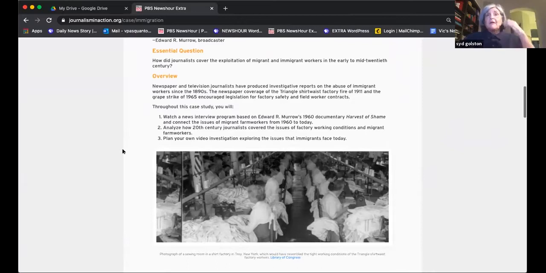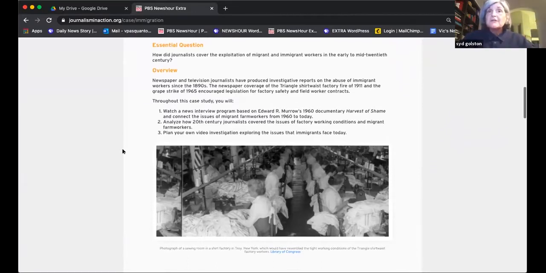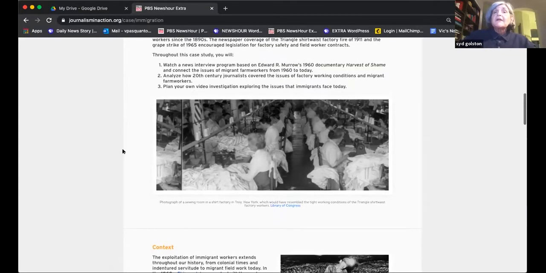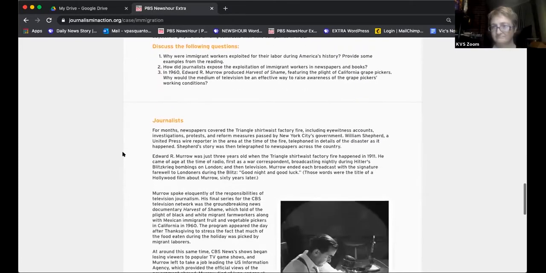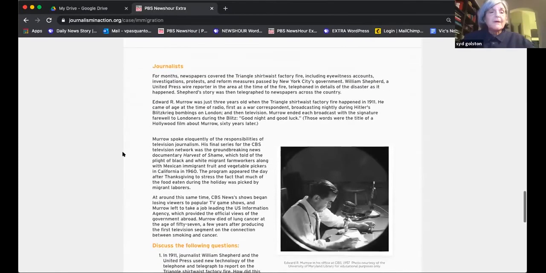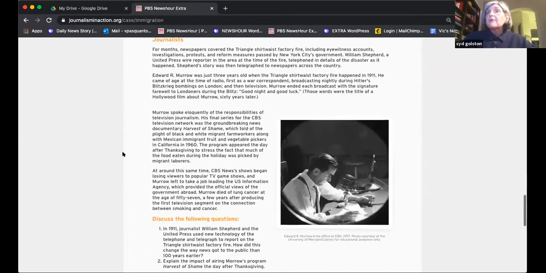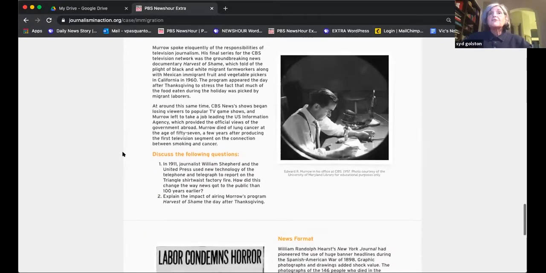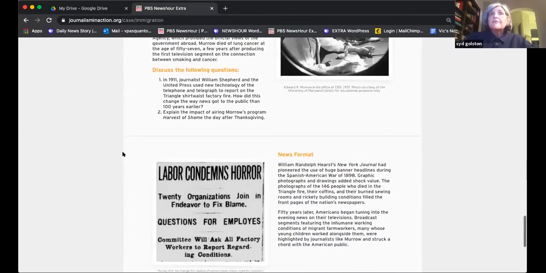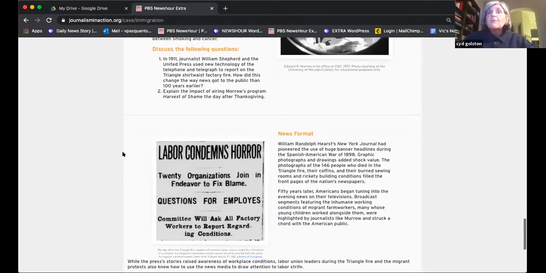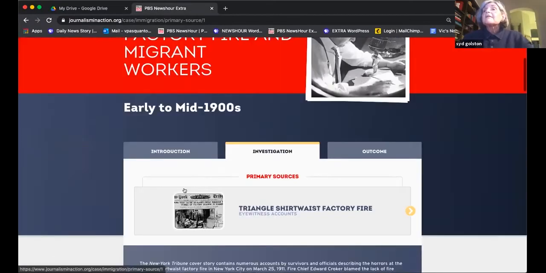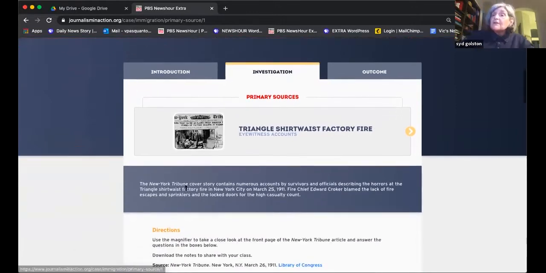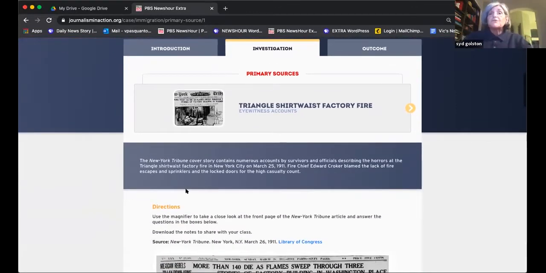There will not only be Library of Congress resources, but also descriptions of the context and history of the eras that we're dealing with. We all know that the Triangle Shirtwaist Factory fire coverage led to what we have today as OSHA, the Occupational Safety and Health Administration. Okay, then we go past the early 19th century into the mid 20th century, when television brought to us a new form of journalism.